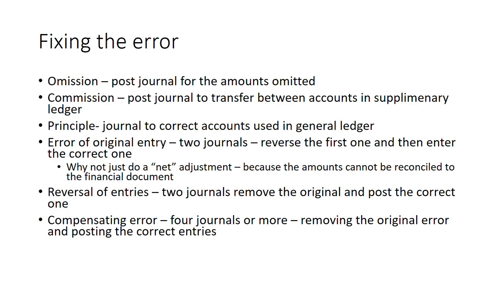Then we've got the error of original entry. Now this requires two journals, and I'm sure you're looking and thinking, why bother? Why bother doing two journals in here? Why remove the initial incorrect entry and record the correct entry here? Why not just put the net figure? Why not put £9 different?